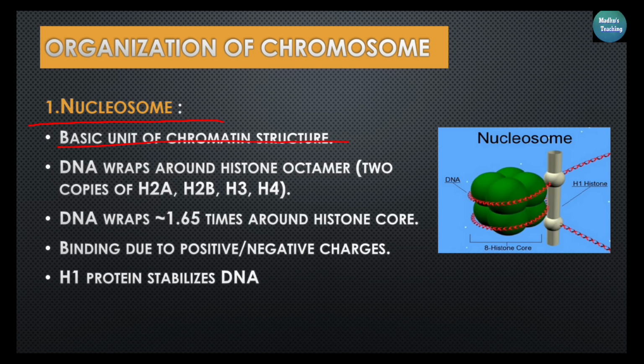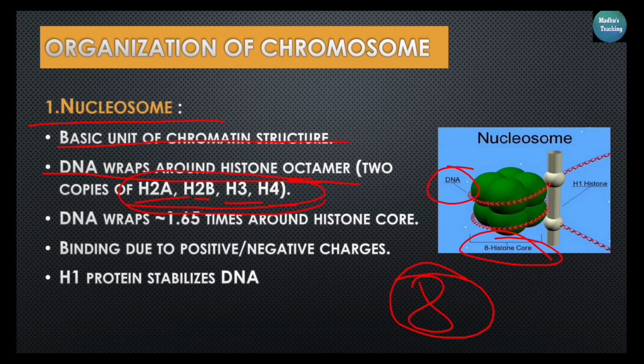Nucleosome is the combination of DNA and histone proteins. In this nucleosome structure, DNA wraps around the histone octamer. Octa means 8, so this octamer is made up of 8 histone proteins: H2A, H2B, H3 and H4. Two copies of these 4 histone proteins combine to form the histone octamer. This green region is the histone octamer and this red region is the DNA. This is how the DNA wraps around the histone octamer.